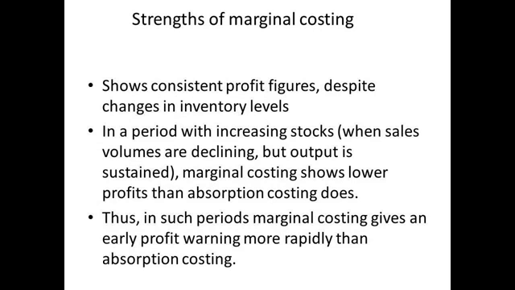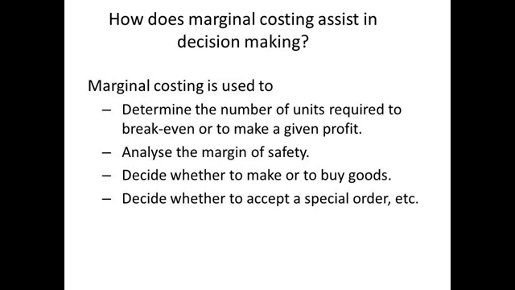When inventory increases but sales decline and output is sustained, then marginal costing shows lower profits. That is why it gives an early profit warning. Marginal costing can be used to determine units required for break-even or to make a given profit, to analyze a margin of safety, to decide whether to buy or make goods, and whether to accept special orders.